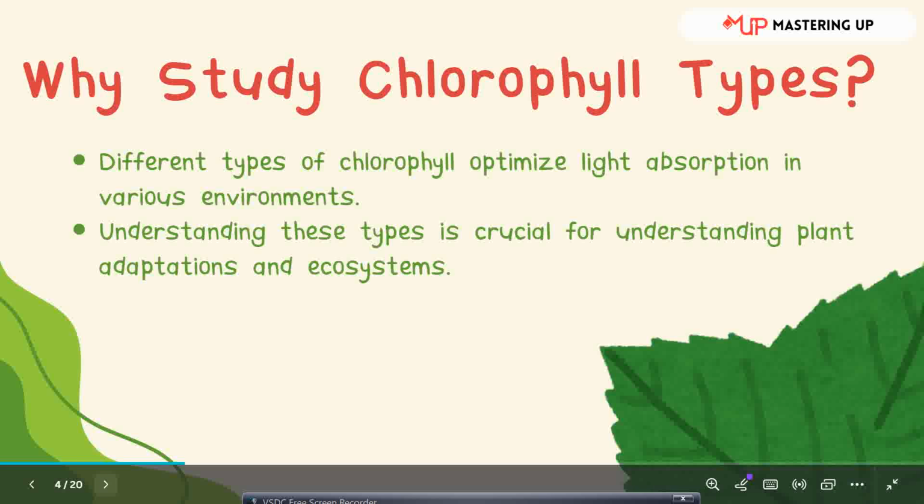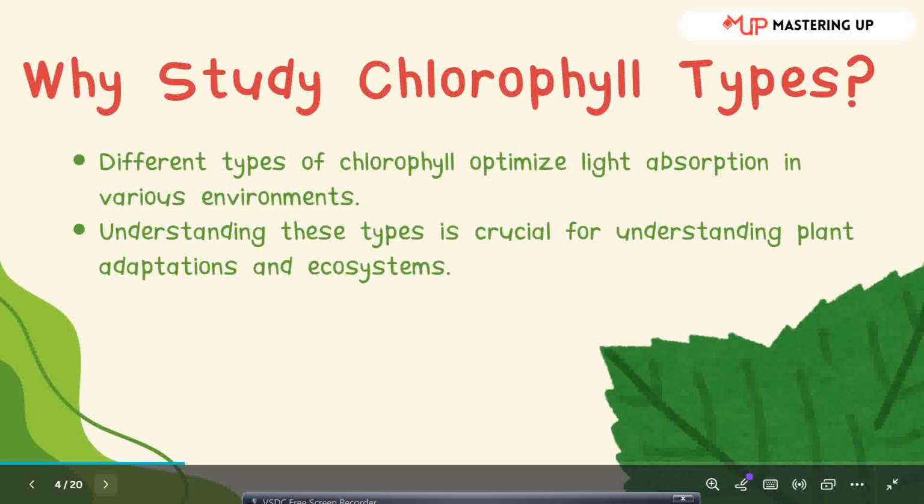So why should we study chlorophyll types? In this class, you will be studying the types of chlorophyll. Why do we need to study the different types? Basically, it is because different types of chlorophyll optimize light absorption in various environments. Understanding these types is crucial for understanding plant adaptations and ecosystems.